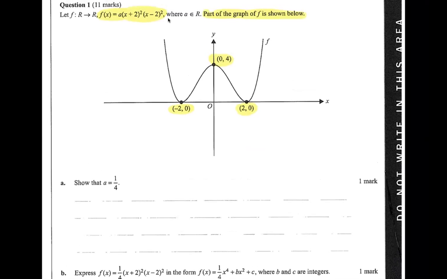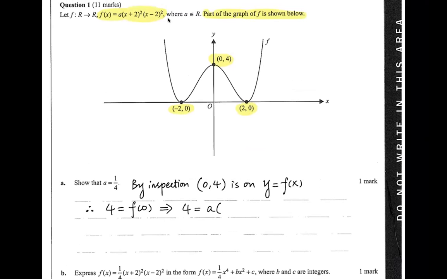So by inspection, 0, 4 is on y equals f of x. Therefore, let's say 4 equals f of 0. This will give you 4 equal to a times 0 plus 2 squared times 0 minus 2 squared. And left-hand side is 4. Right-hand side, this is 4, this is 4 again, so 16a. Therefore, a is 4 over 16, which is 1/4, as required.